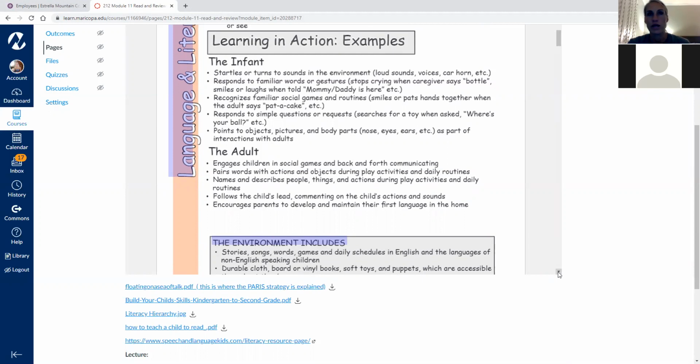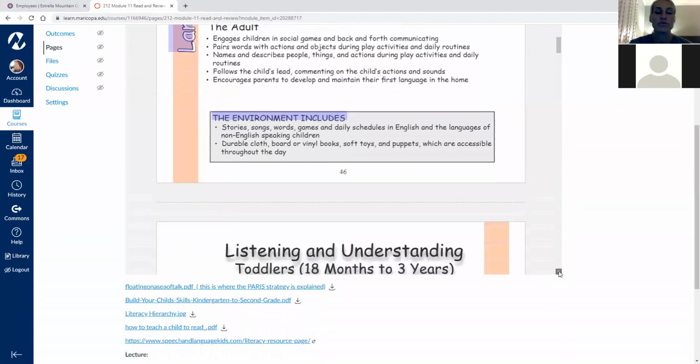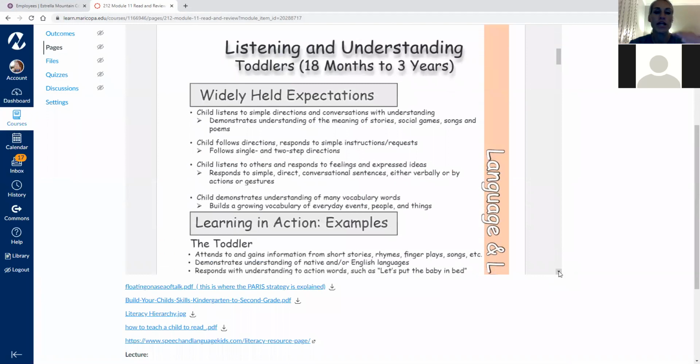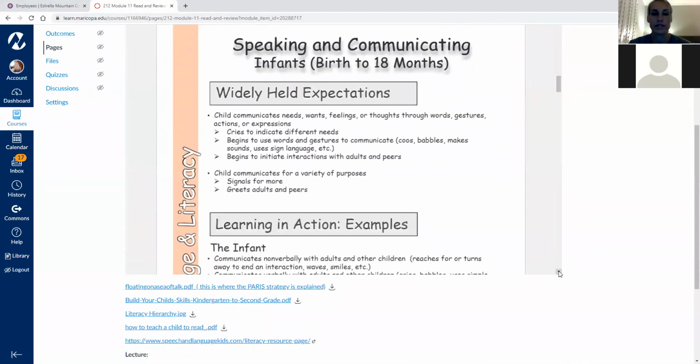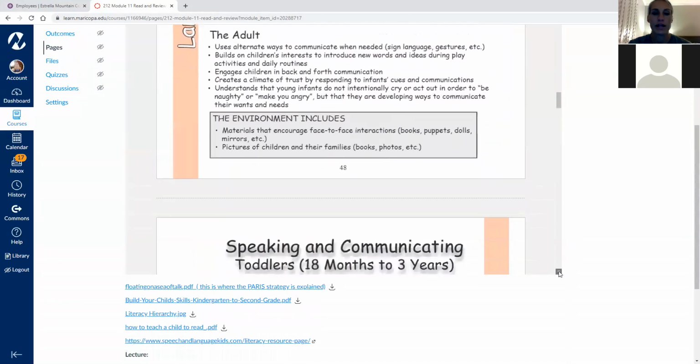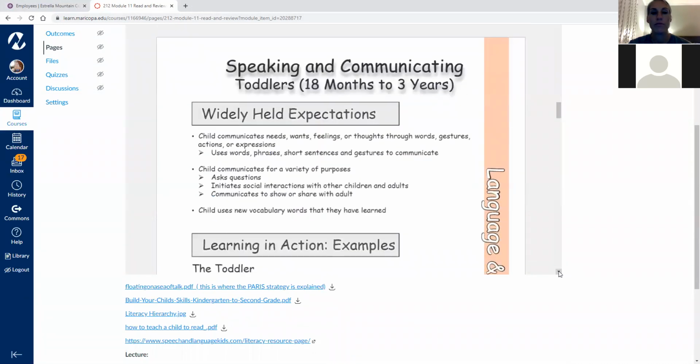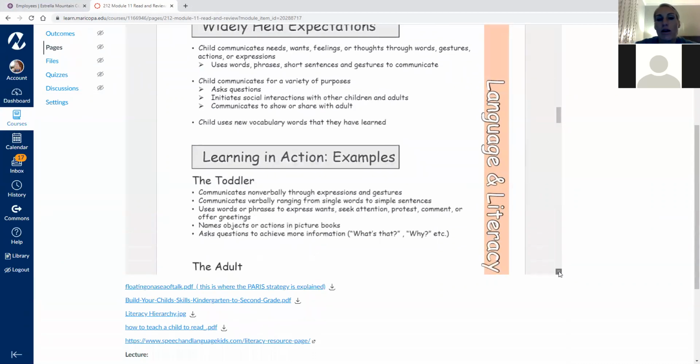So it gives you examples. And that's where sometimes when you look at those hand gestures and things that go with certain things, it's helpful. That's that multi-sensory piece, multi-sensory learning piece. And you can go along, it shows you what the infant is doing, what the adult is doing. And it's nice to see, okay, 18 months to 3 years. What are we doing? How is this helpful?